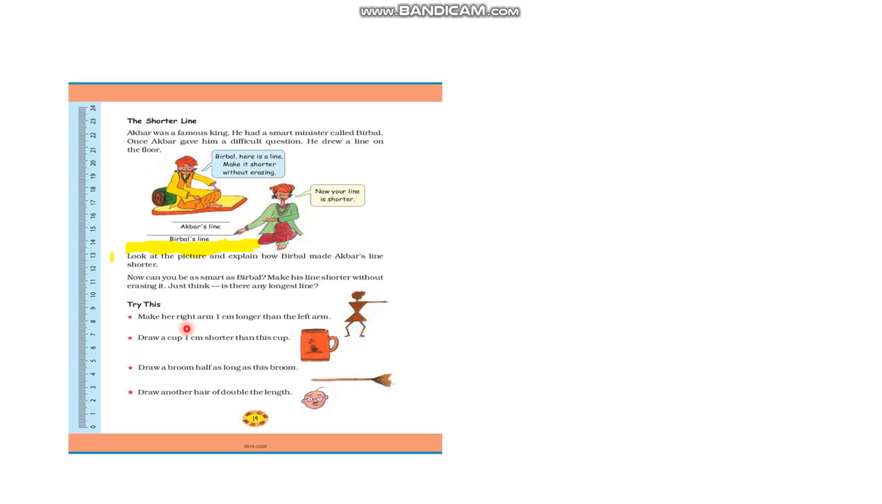Now try this. Make the right arm 1 centimeter longer than the left arm. What is this, students? Yes, this is a tattoo. In this tattoo, you have a right arm, it is 1 centimeter.